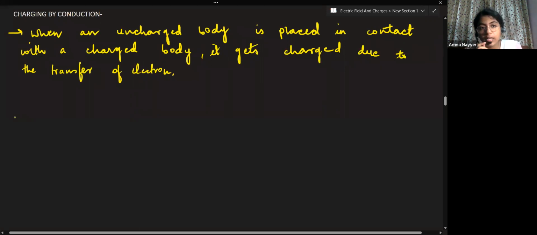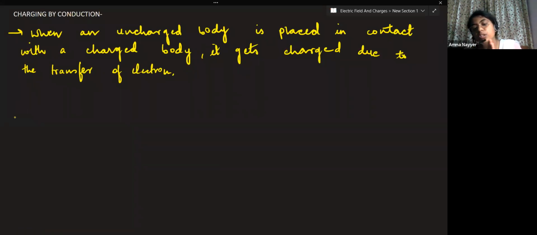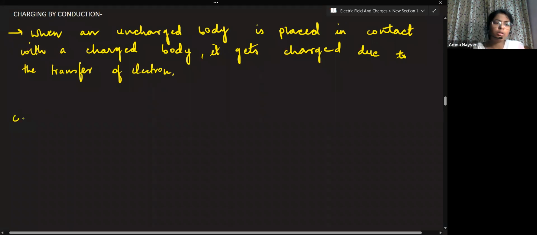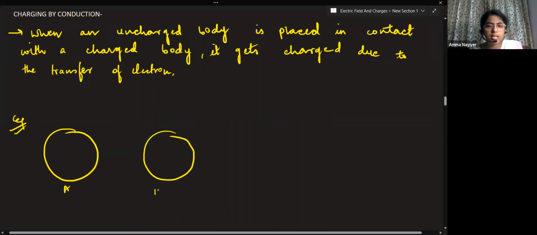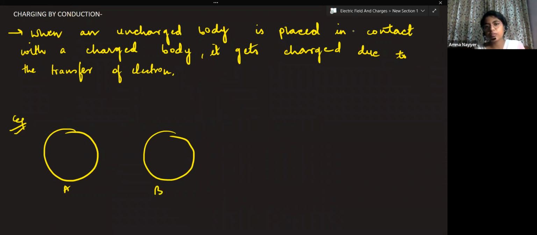One more thing that is important in case of charging by conduction, you should remember that if both the bodies are identical, like if I talk about spheres, let's say this is one sphere and this is another sphere, and if both these spheres have the same radius.